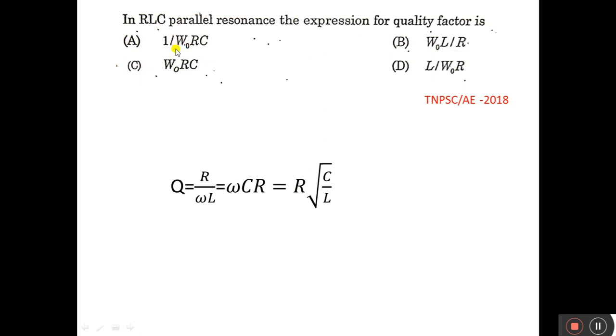First one, 1 by omega naught RC. So this is the answer for series circuit. And omega L by R, this also RLC series circuit. And this option D is invalid. Option C is correct by comparing the formula of RLC parallel resonance. So this one is suitable. So Q equal to omega naught RC. So option C is correct one.